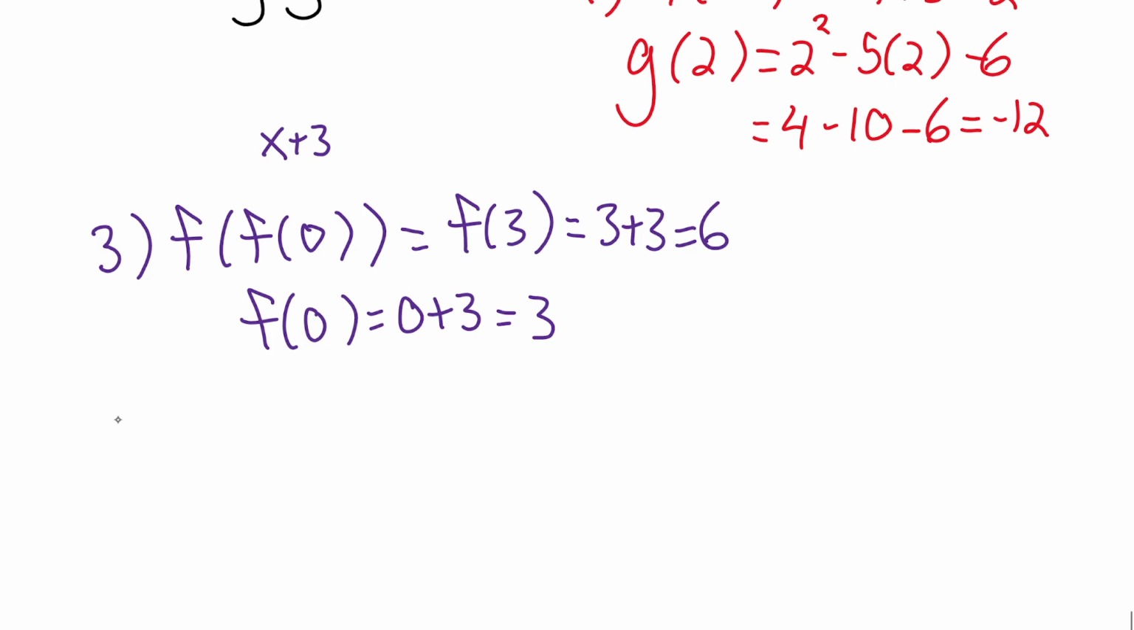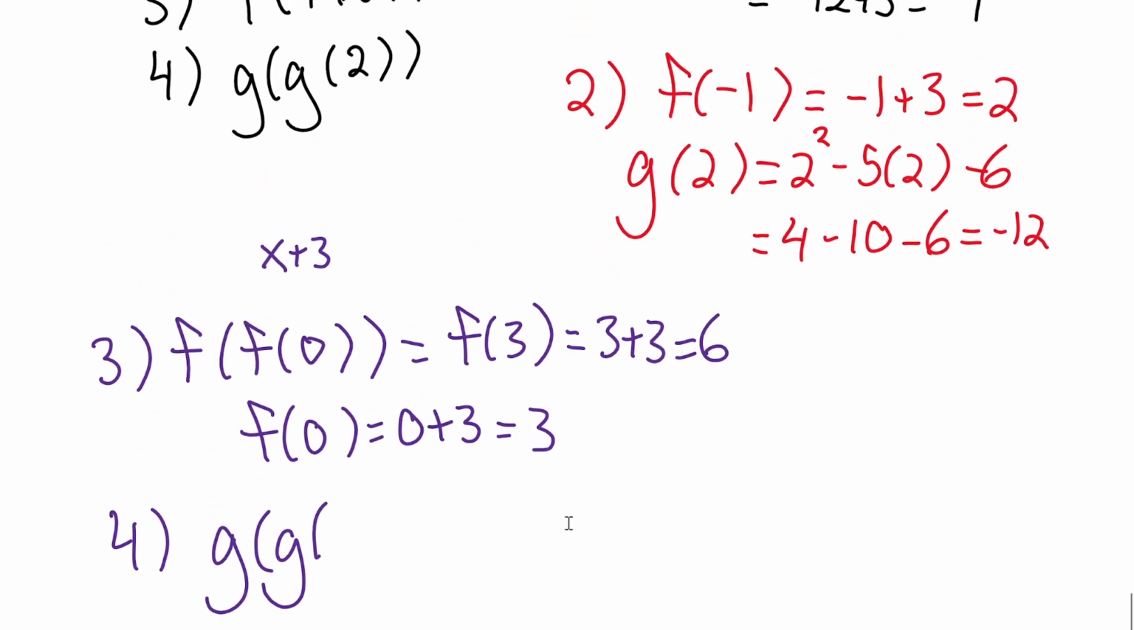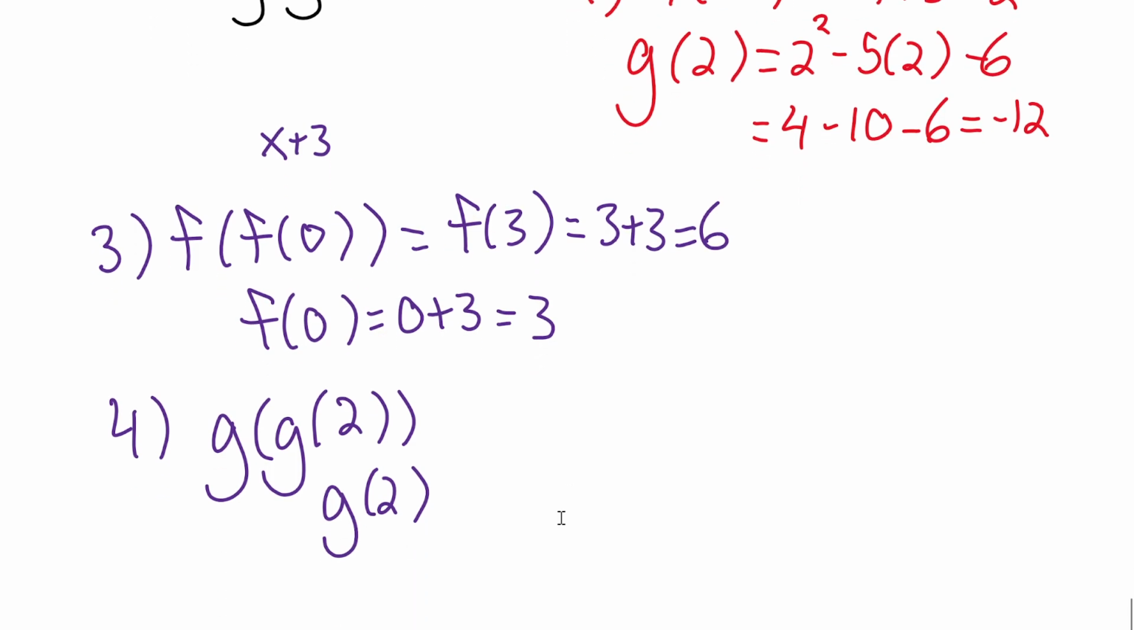And now finally, just stick with the purple here, g of g of, I believe it was 2. Yep. g of g of 2. We actually already found this, so we could reuse some of the answers here, right? g of 2 up here is equal to -12, so no need to do it again. g of 2 is -12.